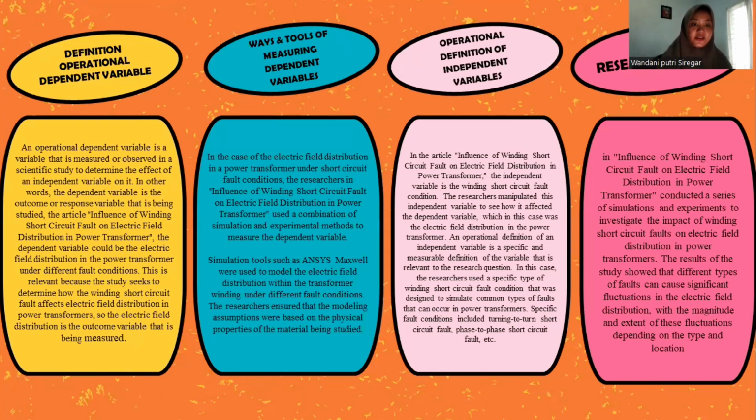Next, operational dependent variable. An operational dependent variable is a variable that is measured or observed in a scientific study to determine the effect of an independent variable on it. In other words, the dependent variable is the outcome or response variable that is being studied.